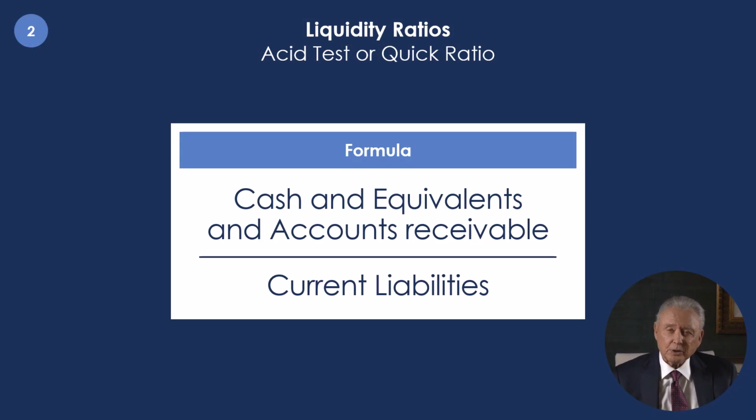Now we move on to the quick ratio. It is calculated as cash and equivalents plus accounts receivable minus allowance for doubtful accounts divided by current liabilities. The thinking here, accounts receivable are nearer to cash than any other current asset. Hopefully, most of it gets collected in 30 days or a little more.